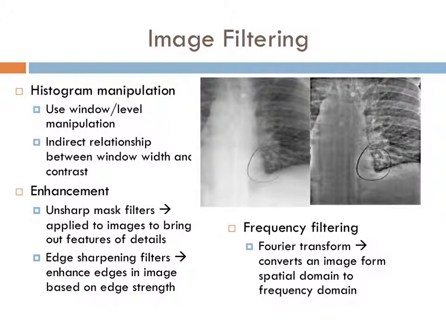A histogram manipulation is when you use window and level manipulation. There's an indirect relationship between window width and contrast. Enhancement. Under this category, there are two different filters. There are unsharp mask filters, which are applied to images to bring out features of detail, and edge sharpening filters, which enhance edges in an image based on the edge strength of the image.